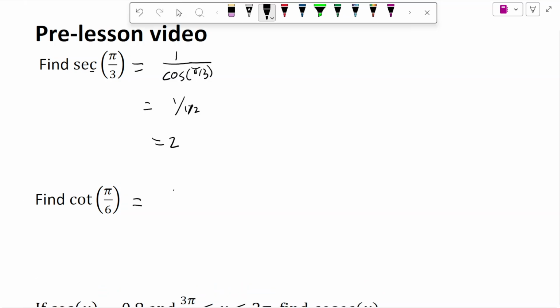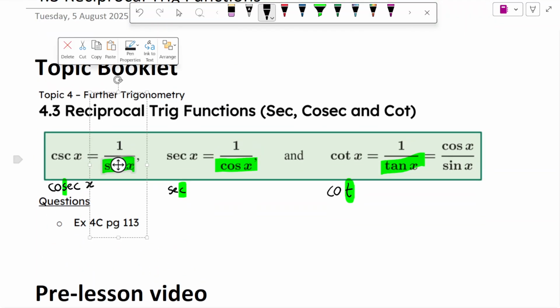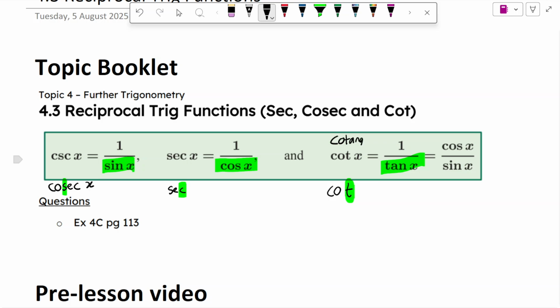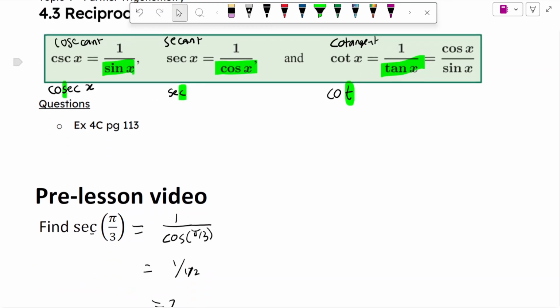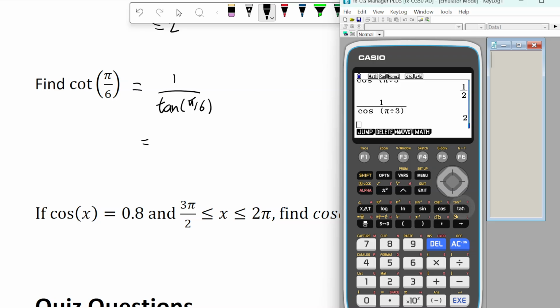Find cot of pi over 6. So this would be 1 over, what's the third letter, t? So that's tan of pi over 6. If you ever hear the full word, this is cotangent. And I guess that would be secant is what it actually stands for, and cosecant. Don't ask me why they called that, I don't know. But anyway, tan of pi over 6. Let's figure out what that is.